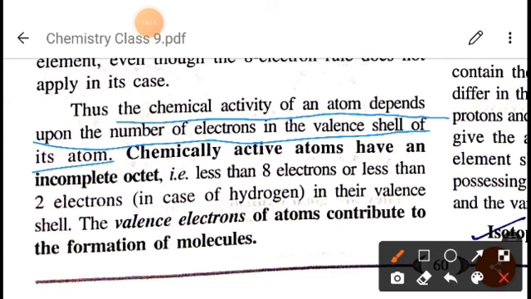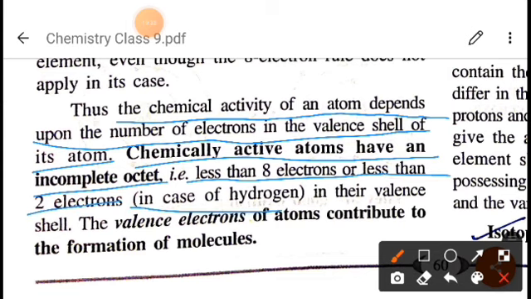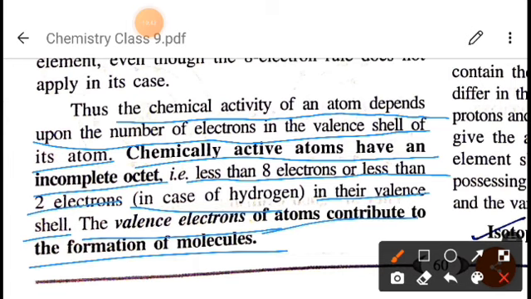So we can say that chemically active elements have an incomplete octet, right, less than 8 electrons. That is why they want to achieve that octet and become stable. Chemically active atoms have an incomplete octet, which is less than 8 electrons, or less than 2 electrons in the case of hydrogen, in their valence shell. So the valence electrons of an atom contribute to the formation of molecules.